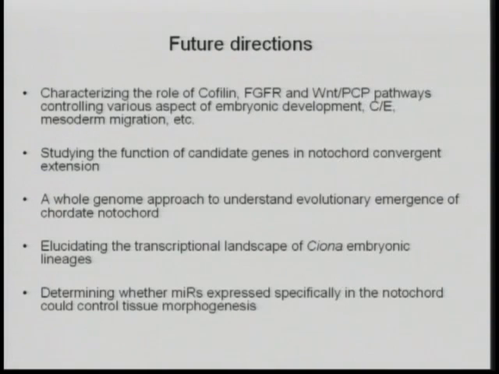So first, I want to finish the cofilin and the regulation activity project, showing how the FGF and Wnt PCP pathway can control cofilin at a biochemical level. I'm trying to address this question using Xenopus as a model system to substantiate the findings in Ciona. And second, I told you I have hundreds of candidates for notochord development in Ciona from the microRNA study, and we can quickly do reverse genetics and a candidate approach for gene function. More interestingly, I want to use a whole genome approach to ask about the evolutionary origin of the notochord. I will discuss that in the next slide.